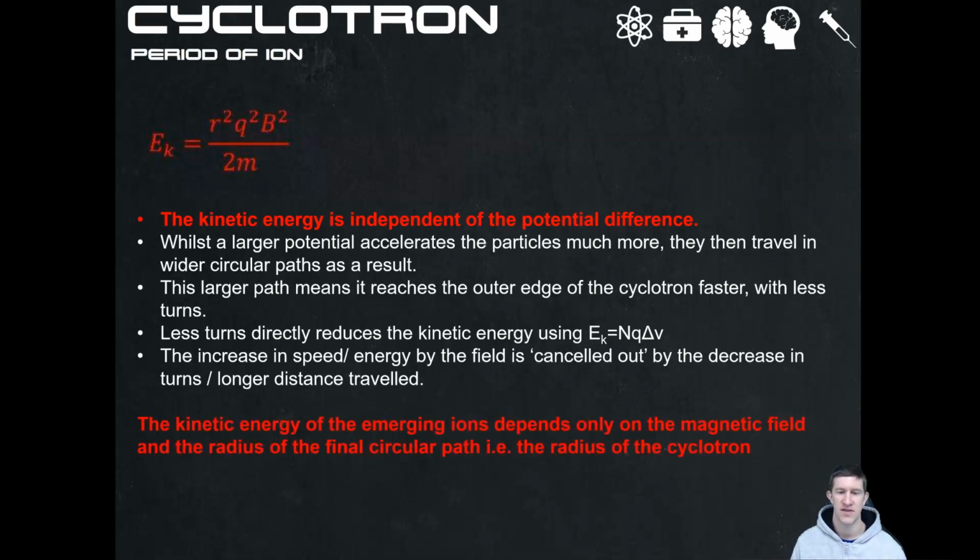The kinetic energy of the emerging ions depends only on the magnetic field and the radius of the final circular path, such as the radius of the cyclotron itself. So the only way we can increase that kinetic energy is to increase the strength of the magnetic field to make it turn more, and increase the overall radius of the cyclotron, such as having a bigger cyclotron itself. So there are two limitations: how big we can make the magnetic field and how physically big we can make the cyclotron itself and where we put it.